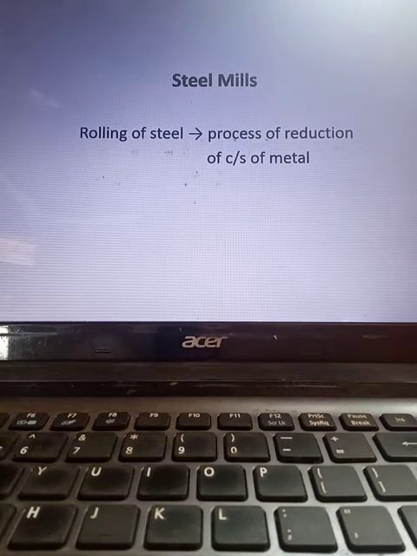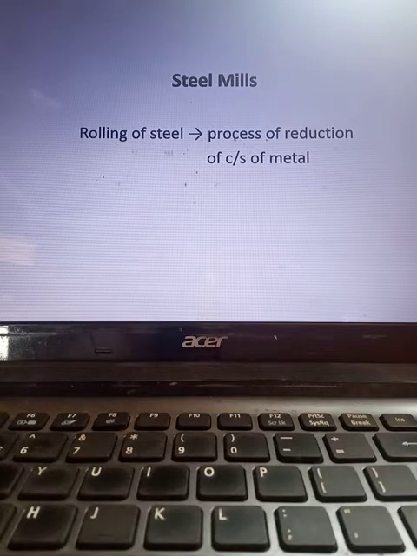Hello, friends, welcome. We shall start with our next section, the applications. Under this, we need to discuss four different applications. As the first application, we will look at steel mills.